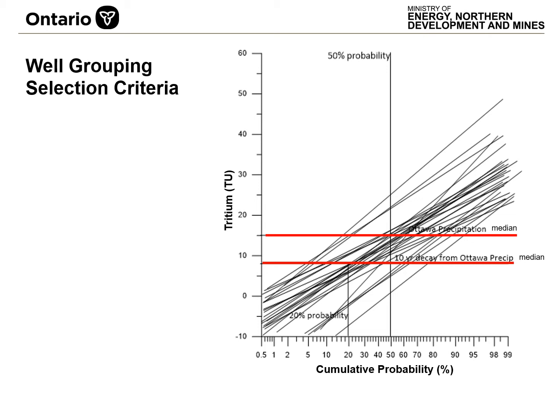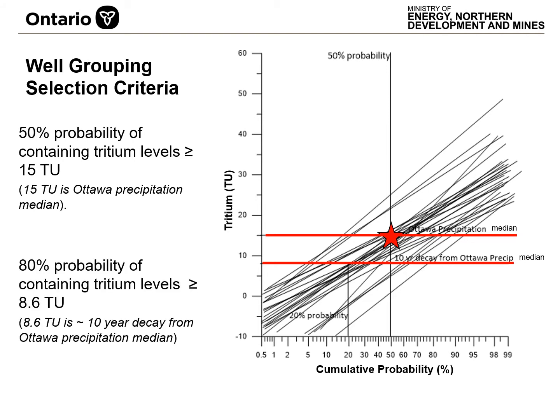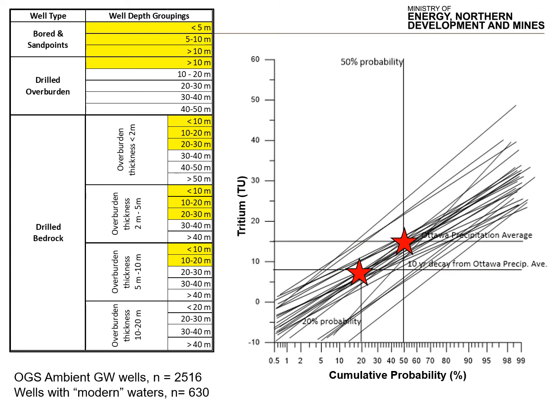And from this, we established our selection criteria to comprise well groupings that have a 50% probability of containing tritium levels equal to or greater than 15. And so the lines would have to go through there. And an 80% probability of containing tritium levels greater than or equal to 8.6 tritium units. So our distributions, again, would have to go through the second line. So the well type and depth groupings that made the cut are highlighted in this table.